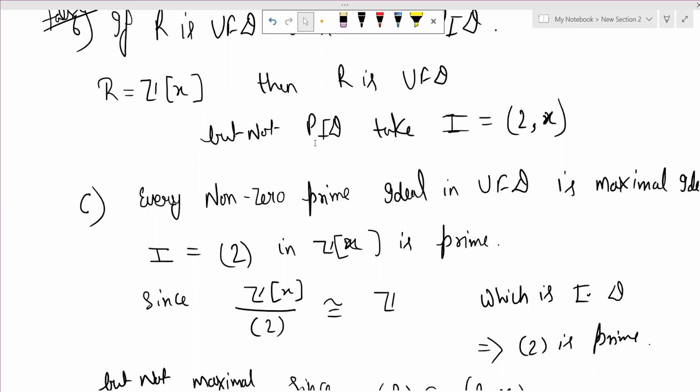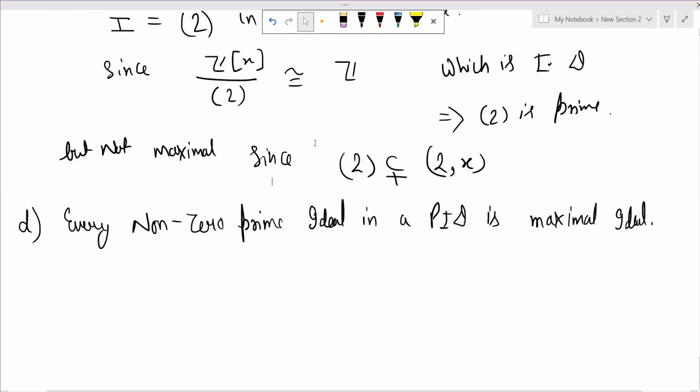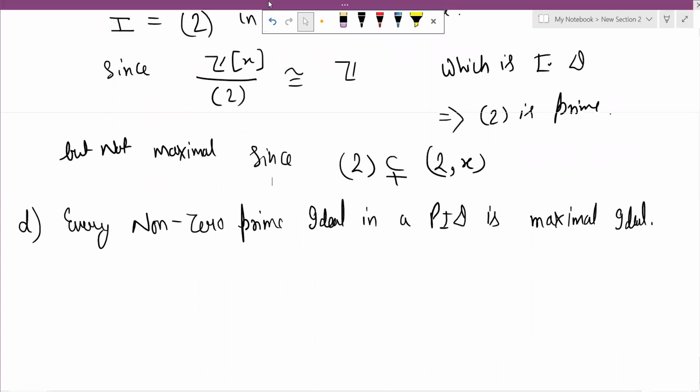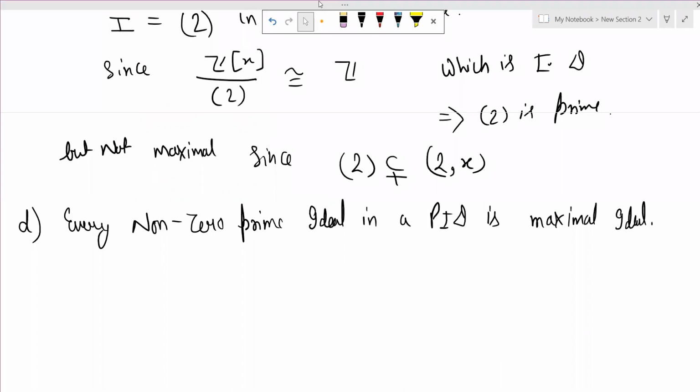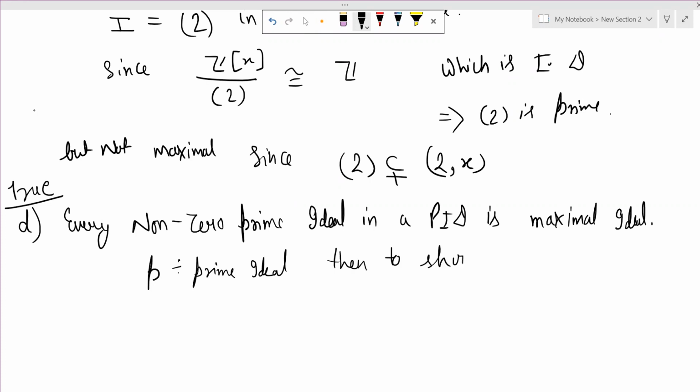Okay. Yeah. So now the next statement: every non-zero prime ideal in a PID is a maximal ideal. Is this true or not? Tell me. This is true. Okay, Muthukumar is saying this is true. So argue how this is true. Suppose P is a prime ideal. Then to show P is maximal.